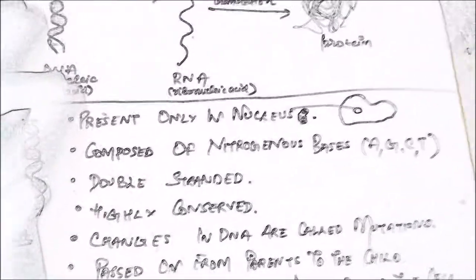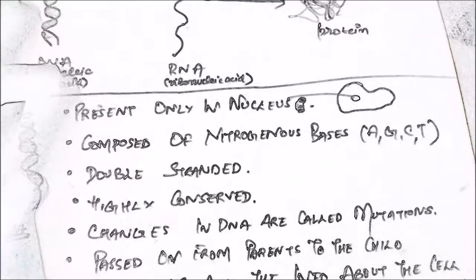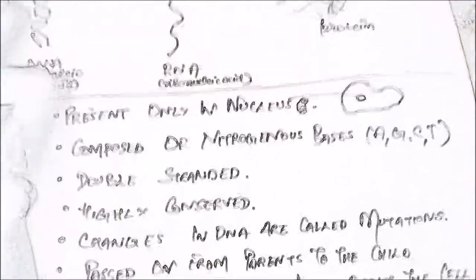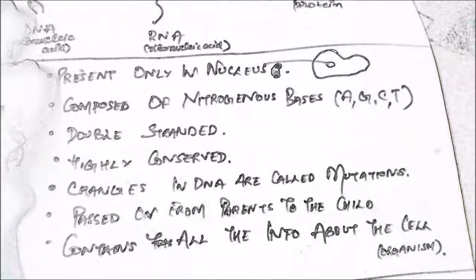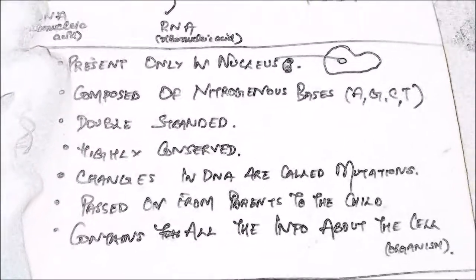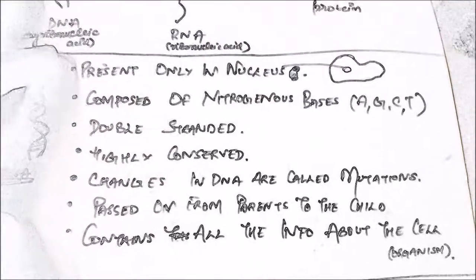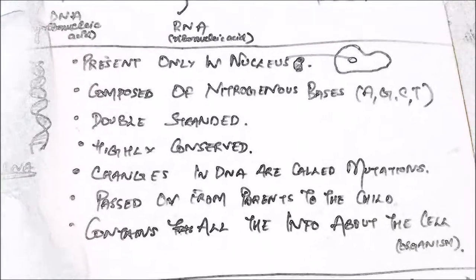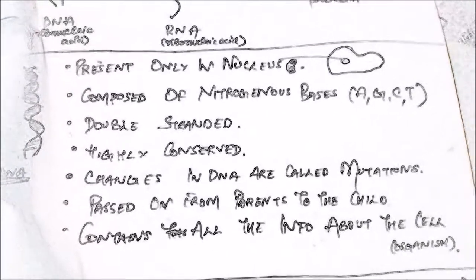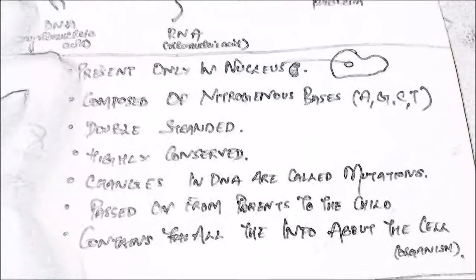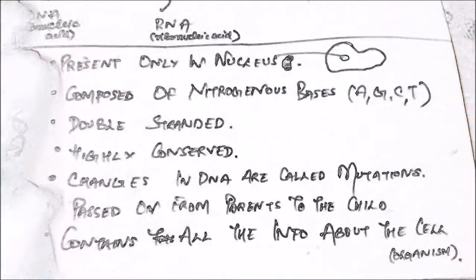DNA is passed on from parents to the child, and the reason behind the resemblance to your parents is, yes, the DNA. It contains all the information about the cell. In each cell we have a DNA which has its genome, which contains all the functions, all the information, how the cell is going to react in different situations, and all the things. We'll talk about these things in subsequent videos in this course.